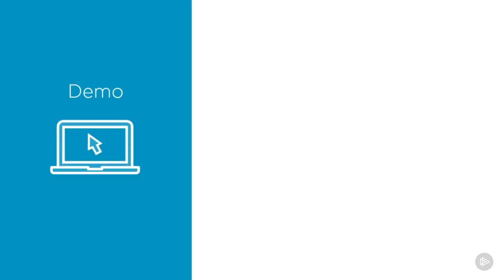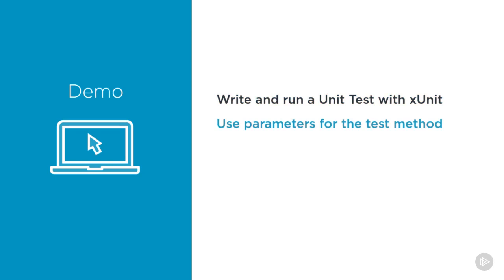In the previous demonstration, you have learned how to write and run a unit test with MS Test. Now let's write and run a unit test with XUnit. In this demonstration, we also look at how to use parameters for a test method. You will also learn how to configure XUnit with a JSON file. Okay, so let's switch to Visual Studio.